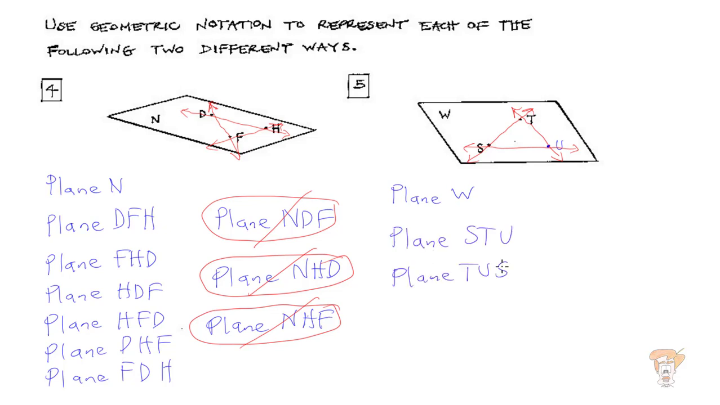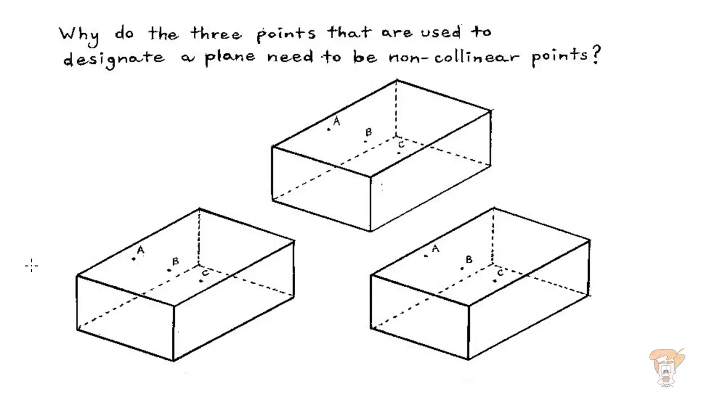We can designate the plane as plane TUS, plane SUT, plane UST, plane UTS, and plane TSU. Why do the 3 points that are used to designate a plane need to be non-collinear points?